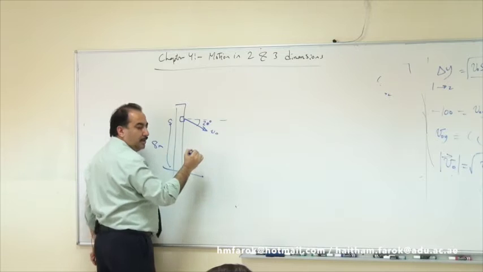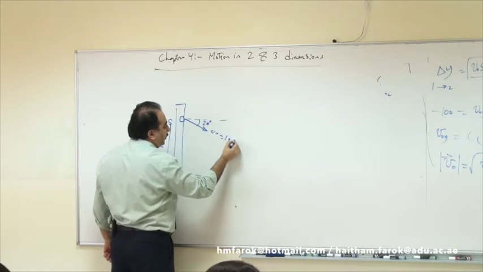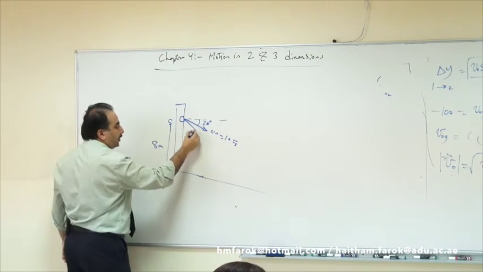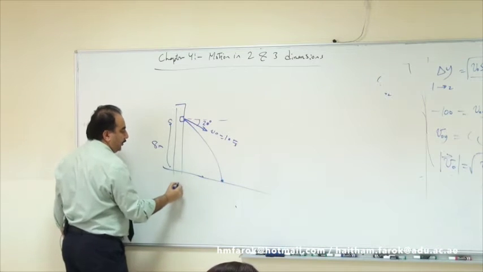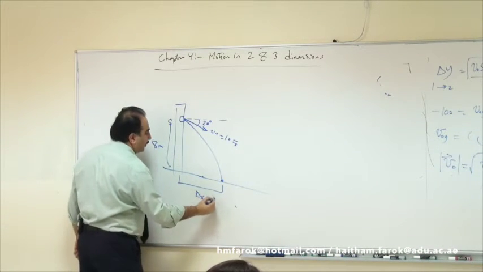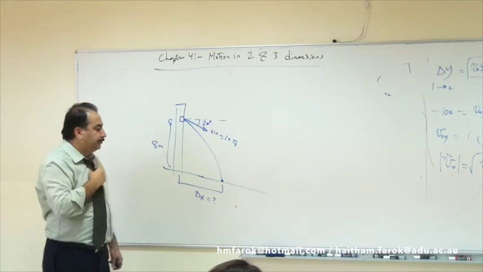And the firing speed? 10 meters per second. Of course, it will not go straight; it goes as a projectile and hits the ground here. What's the question? Find the delta x. Anything else given? No, okay.